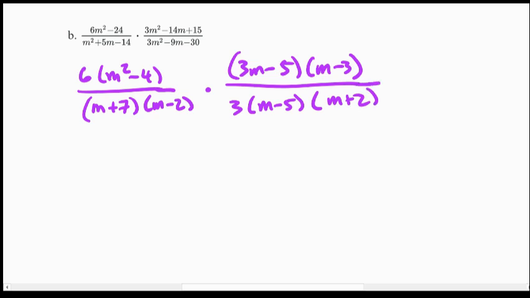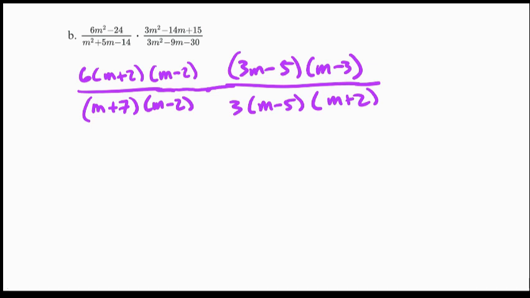So I need to do one more here because this is actually a difference of squares. So this is m plus 2 and m minus 2. Is there any other factoring that I can do? I think that's it. So now I'm just going to multiply across, which means I can start canceling some things out that are the same.